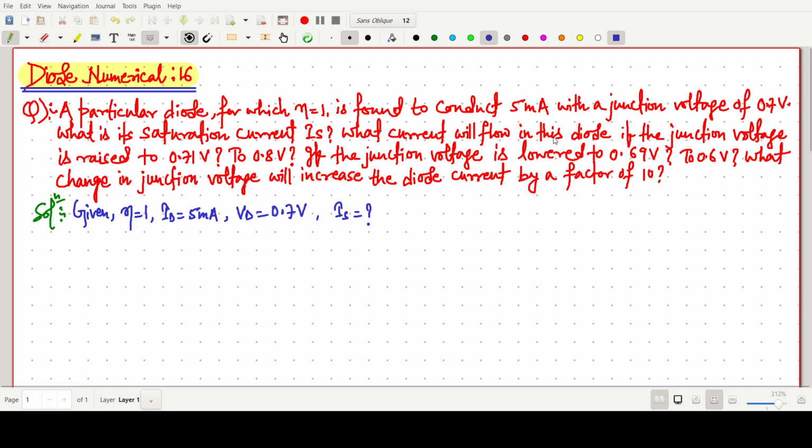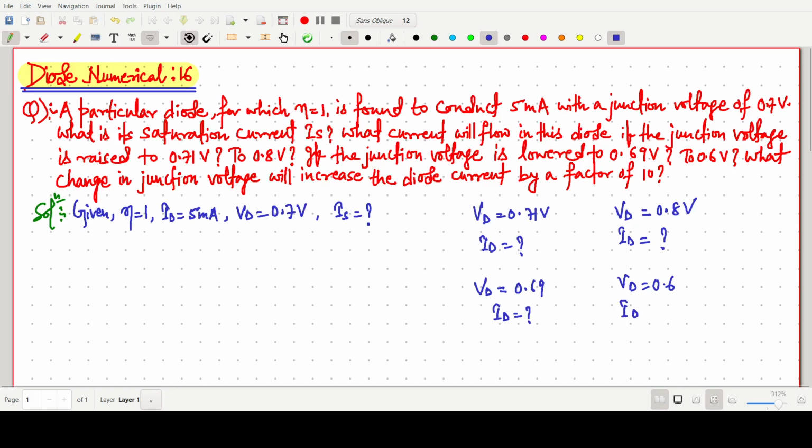Now, what current will flow in this diode when the junction voltage is raised from 0.7 volt to 0.8 volt? So the question is, in the same diode, if the junction voltage is 0.71 volt and the junction voltage is 0.8 volt, what should be the current ID for these voltages? And if the junction voltage is lowered, again the question is VD is somehow 0.69 volt to 0.6 volt. So what should be the current? We have to find ID for this also.